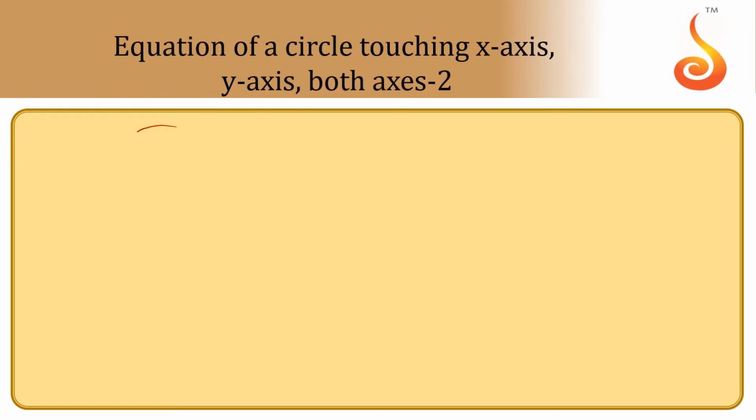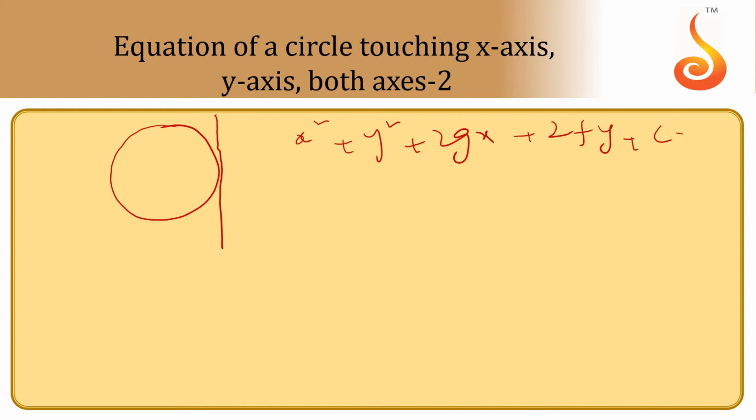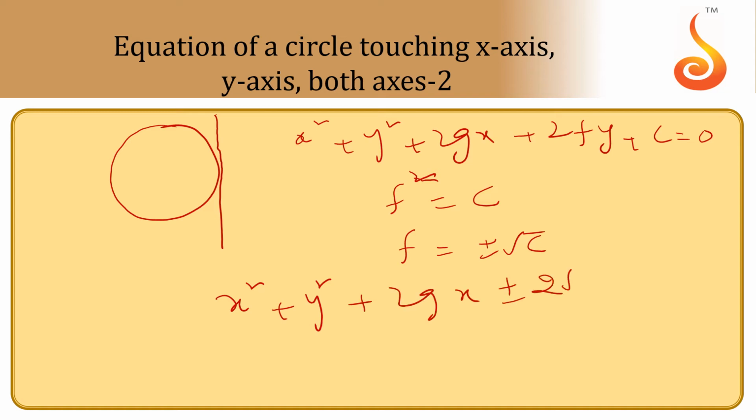Okay, now the circle touches the y-axis. So x square plus y square plus 2gx plus 2fy plus c equal to 0. So f square will be c if it touches the y-axis. So f equals plus or minus root c. So the equation of the circle becomes x square plus y square plus 2gx plus or minus 2 root c y plus c. So actually the circle center can be in any one of the quadrants, but it can touch the y-axis from left or from right. So this plus or minus will decide it.